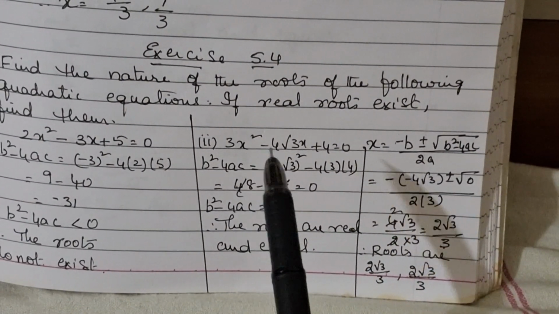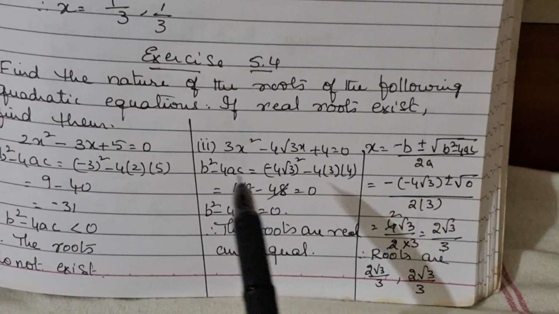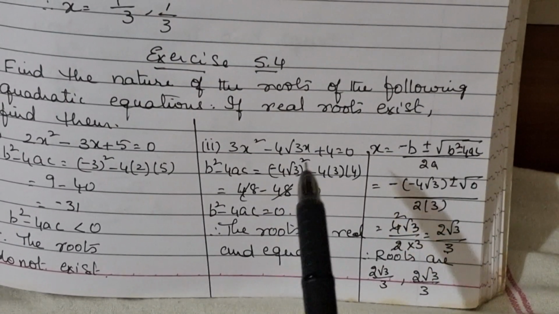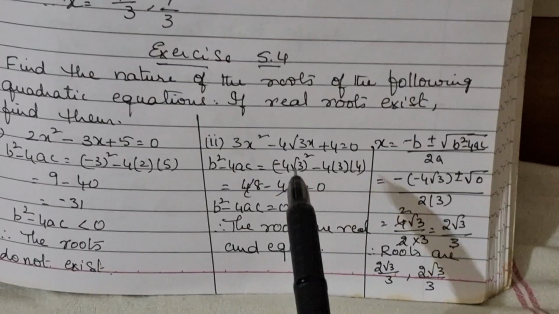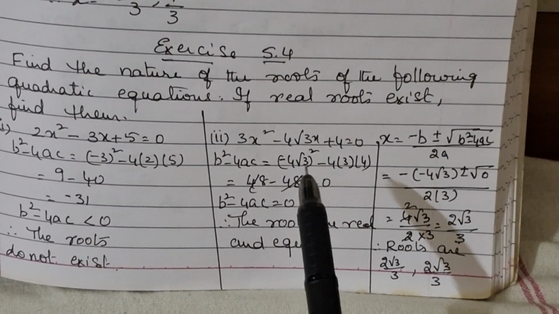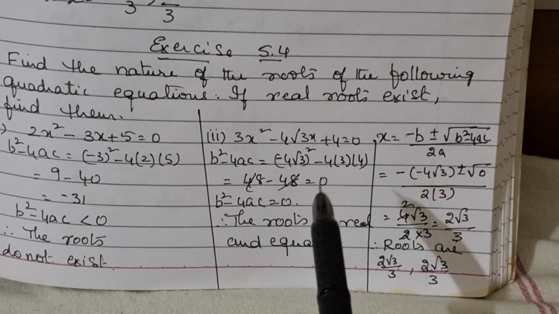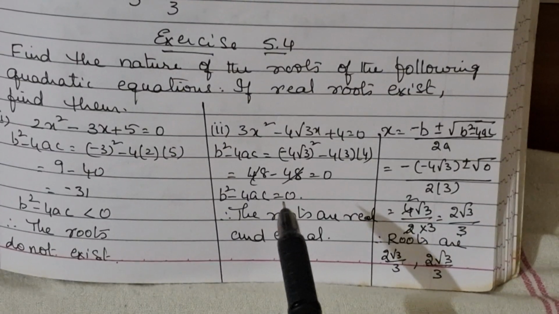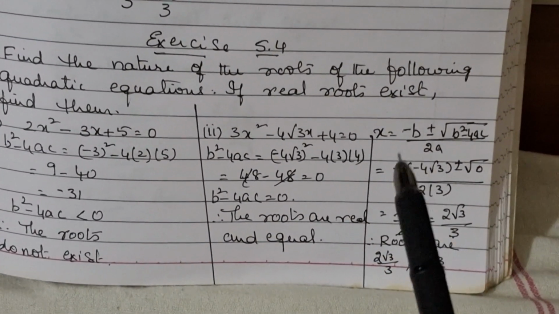Second question, 3x² − 4√3x + 4 = 0. So, b² − 4ac is (−4√3)² − 4 into a is 3 into 4. 4 4s are 16, 16 3s are 48, minus 4 4s are 16, 16 3s are 48, that is 0. So b² − 4ac is 0, which means roots are real and equal. So find out the roots.